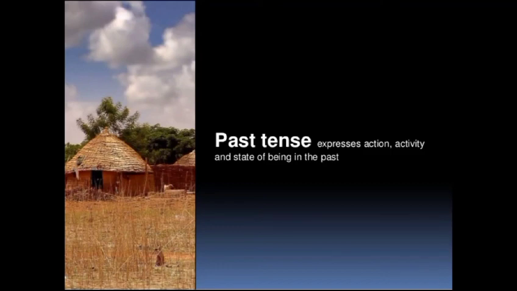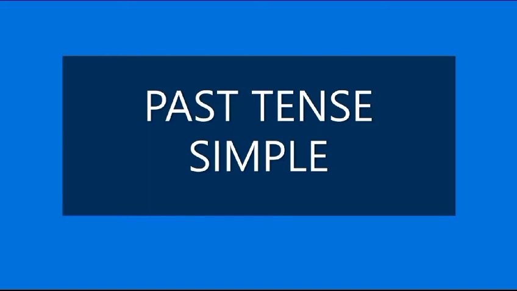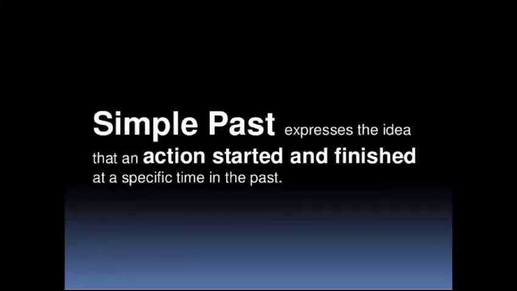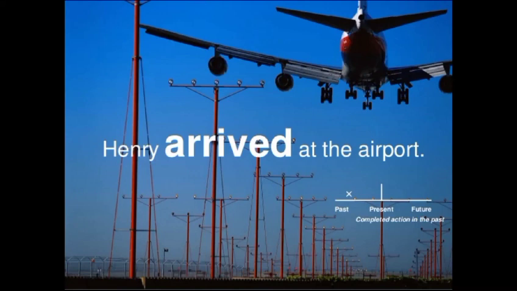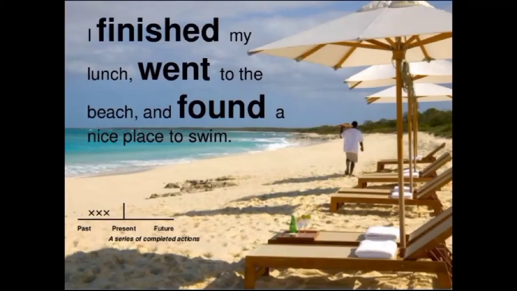First of all, past. Expressing actions, activity, and state of being in the past is called a past tense. Simple past tense, the first category, expresses the idea that an action started and finished at a specific time in the past. So, for example, he arrived at the airport. Now, here it is past tense, having arrived, second form of verb.